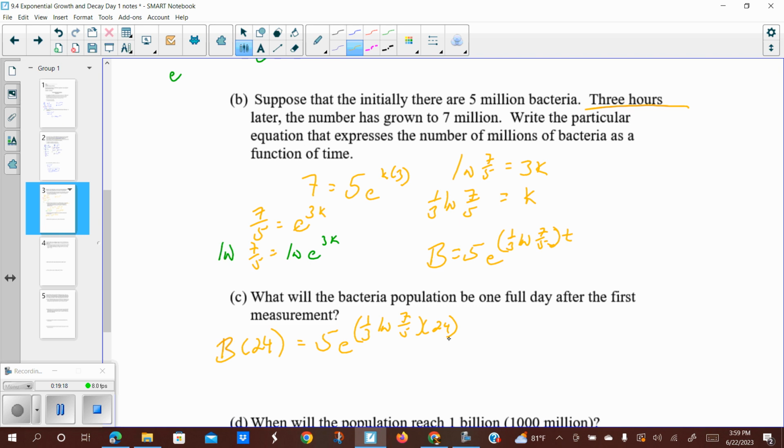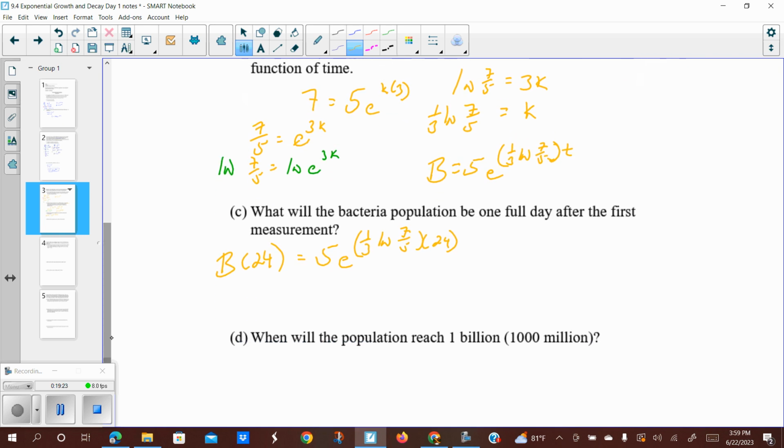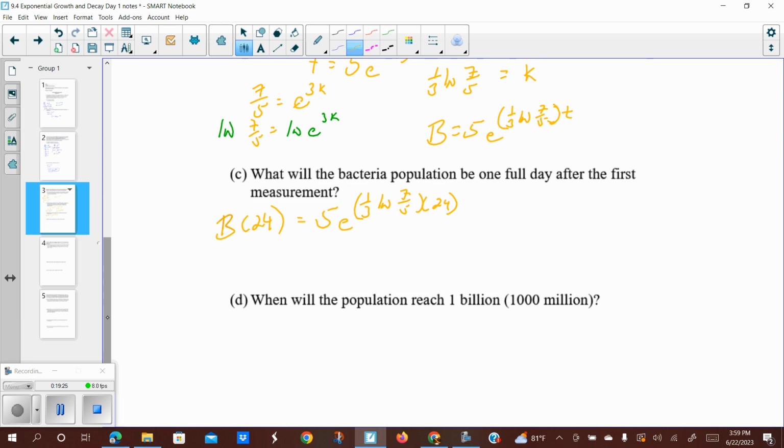Now you could try and simplify a lot of this by hand, but because you're using the e part, unless it worked out to be an exact whole number, which some of them do, but most of them don't, this one you're just going to plug into your calculator. And when you do, you should end up with 73.789. And that will be in million bacteria. Whew, a lot of bacteria.